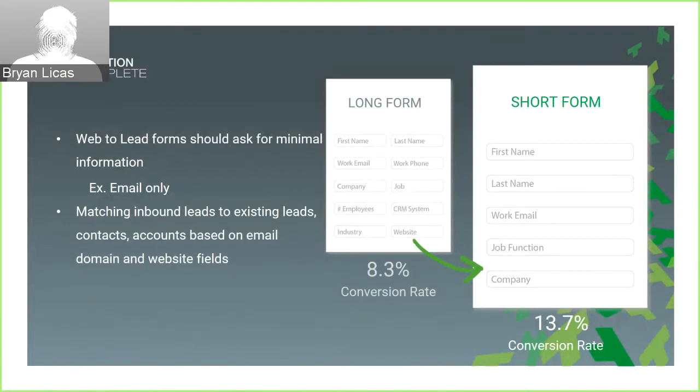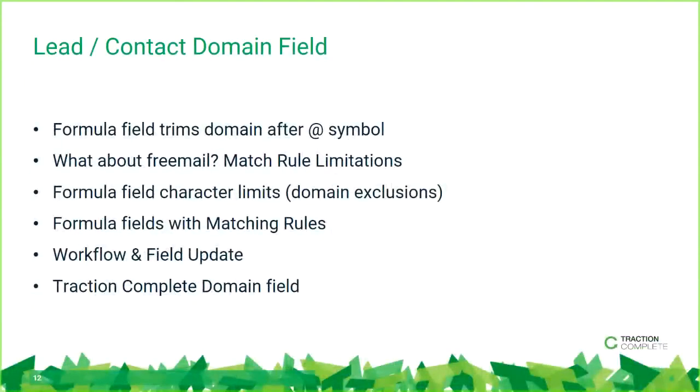Also, with web-to-lead forms, you don't want to have to ask for a ton of information. If you're asking too much information, people are less likely to fill it out, but you need selective data to be able to find a match with matching rules using minimal web-to-lead forms. So the idea here is to use the email domain potentially as one of those matching rules. And it's actually really easy to create a domain field based on the lead. Simply trim everything after the @ symbol, but with duplicate rules in mind, there are some complications.